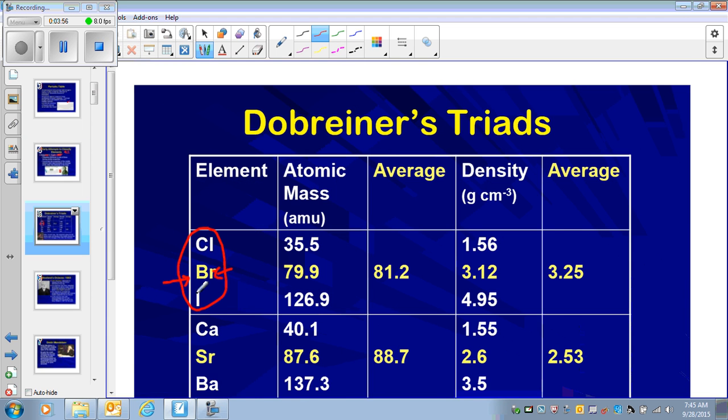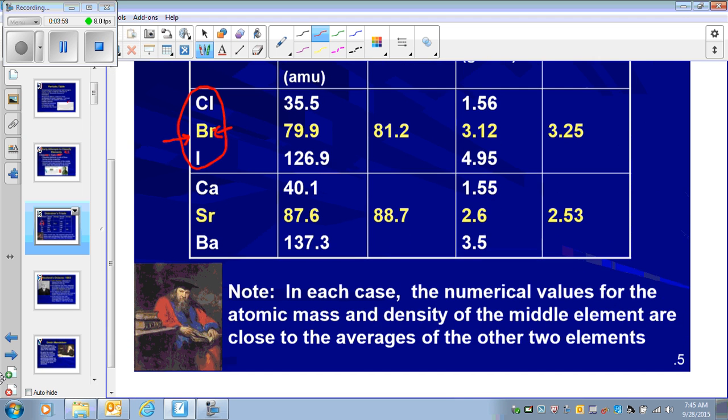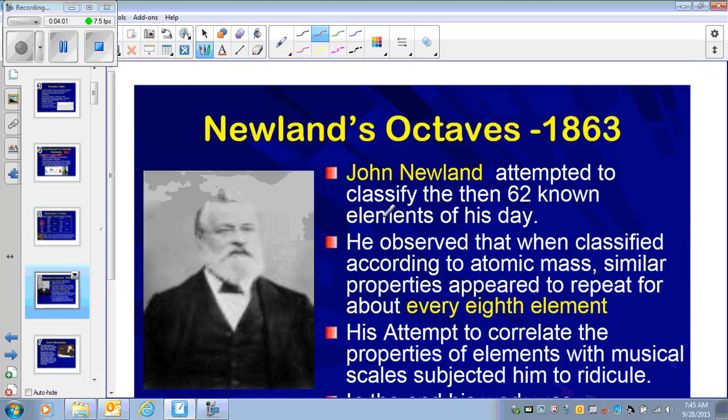The other scientist that came after Dobereiner was Newlands. Newlands worked along the same lines as Dobereiner. At that time, in 1863, we knew about 62 elements. And he said, instead of three, let's have eight elements together. If I put eight together based on the properties, I can have sets of eights with similar properties. So he started arranging elements in sets of eight, and we call it the law of octaves.